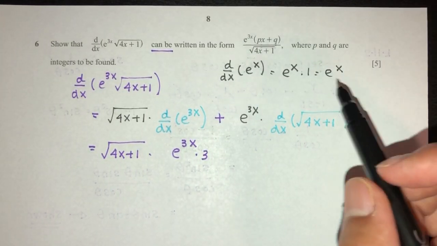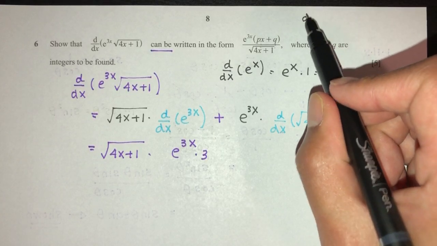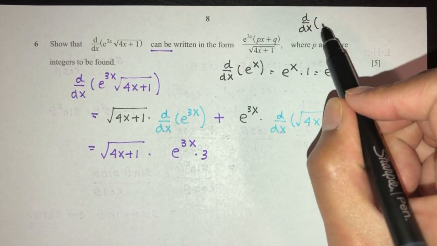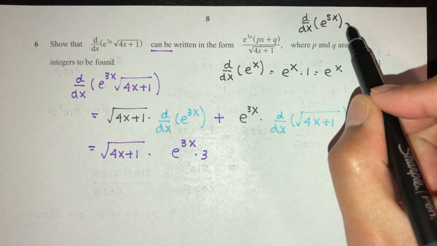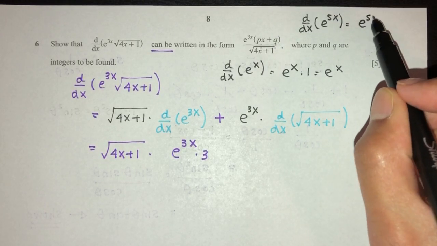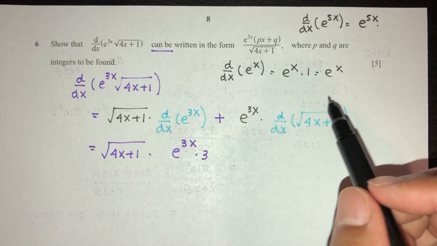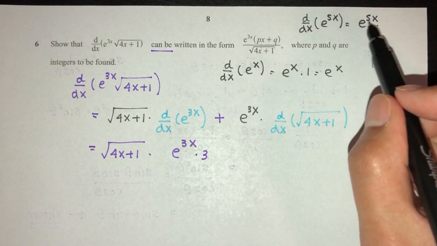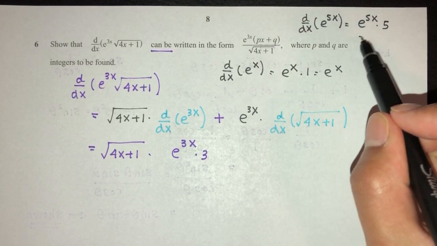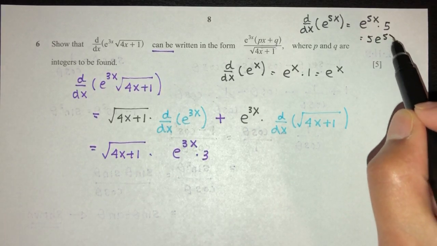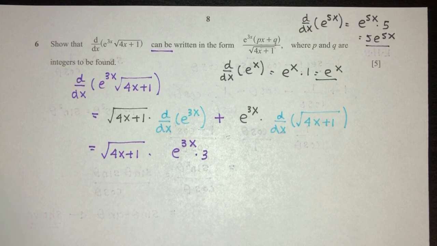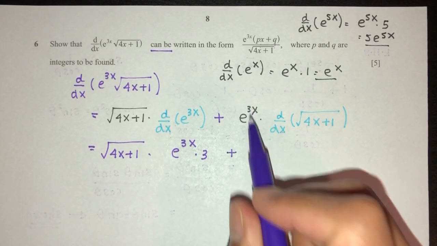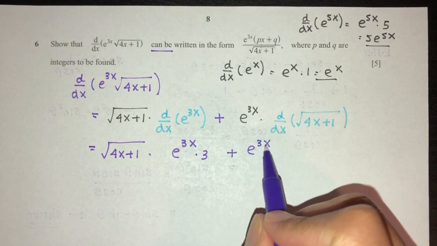Another example, let me write this down here. Differentiate exponential, let's say 5x. First thing, write down the same thing, and then times the differentiation of the power, which is 5. That will be 5 e power 5x. So this is just a side note for you. Now this one is plus, this one is the same, e power 3x.